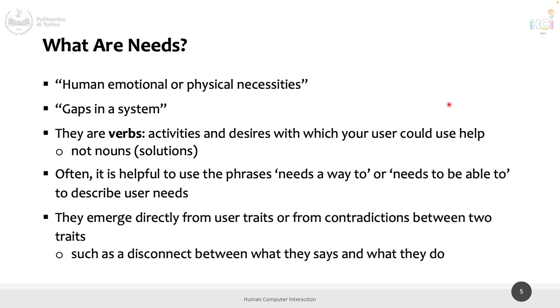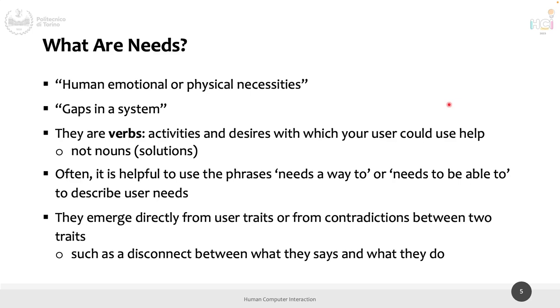So when you need to find and write needs, keep in mind that if you're writing a noun, that's not a need. If you're writing a verb, there is a good probability that it is a need. And needs are activities and desires with which people can use help to do them.